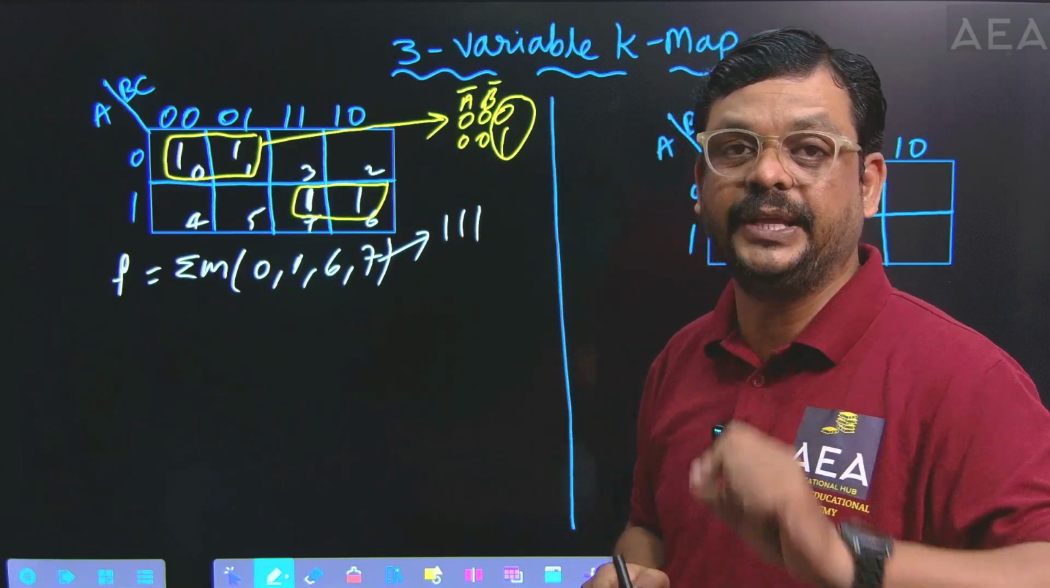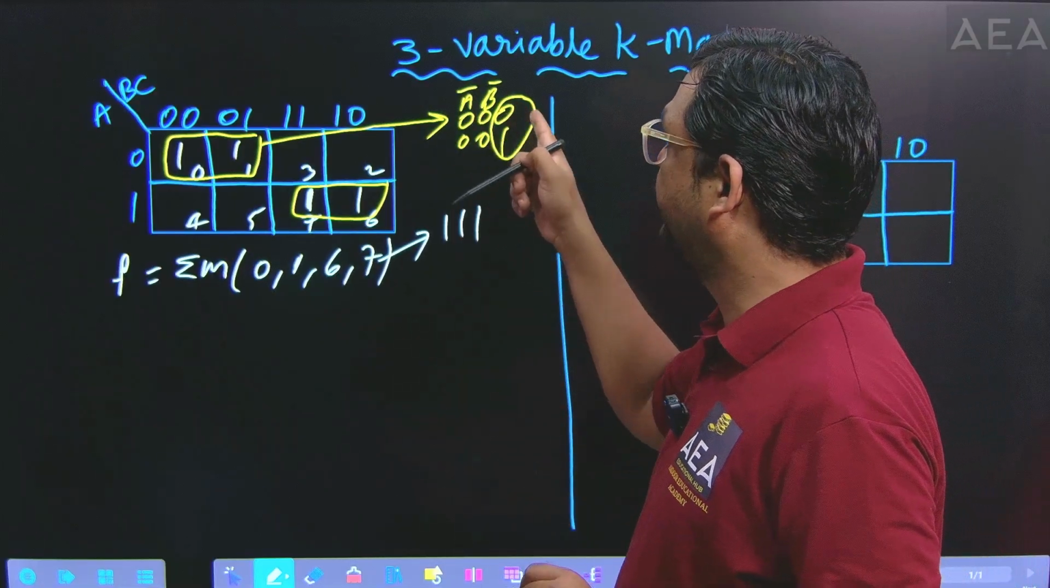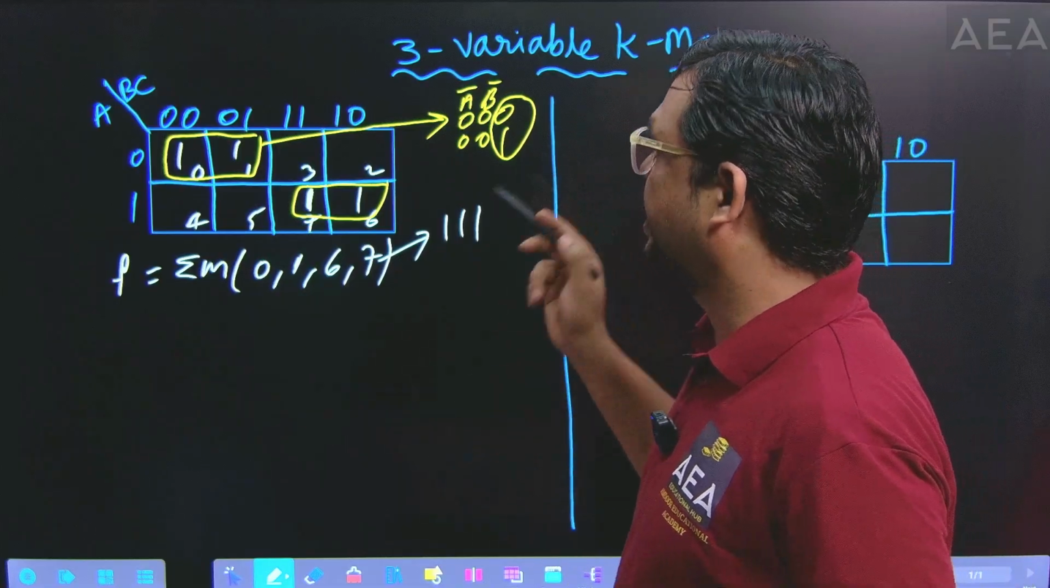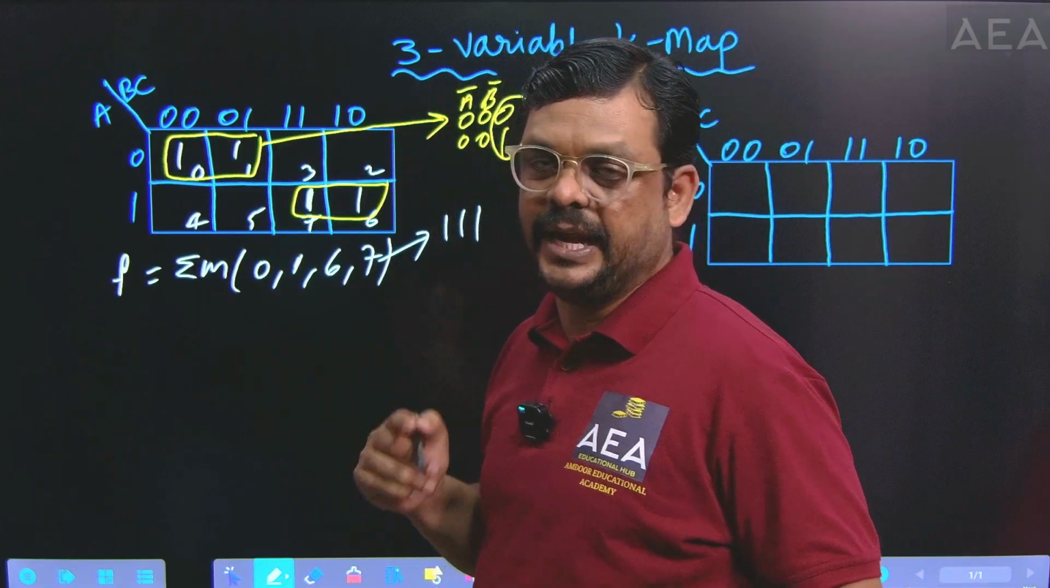That's why we have to indicate by the bar. So A bar, B bar, C variable eliminated, right? Otherwise, we can write directly also. I will explain how to write directly.